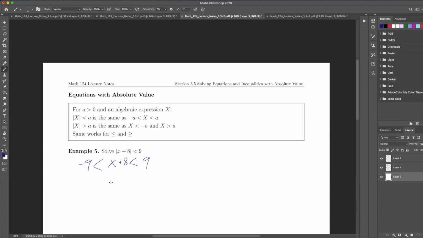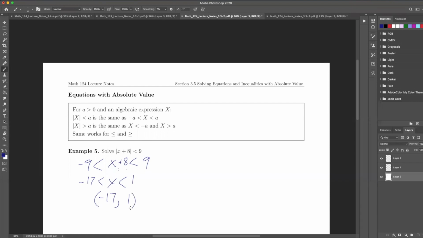All right, so when I solve this inequality, I'm going to add a minus 8 everywhere. So this will be minus 17 less than or equal to x less than or equal to 1. And we'll go ahead and write this in interval notation because I think that's how your homework wants it. So let's make sure we're doing what your homework will want. So it'll be open our parentheses here.